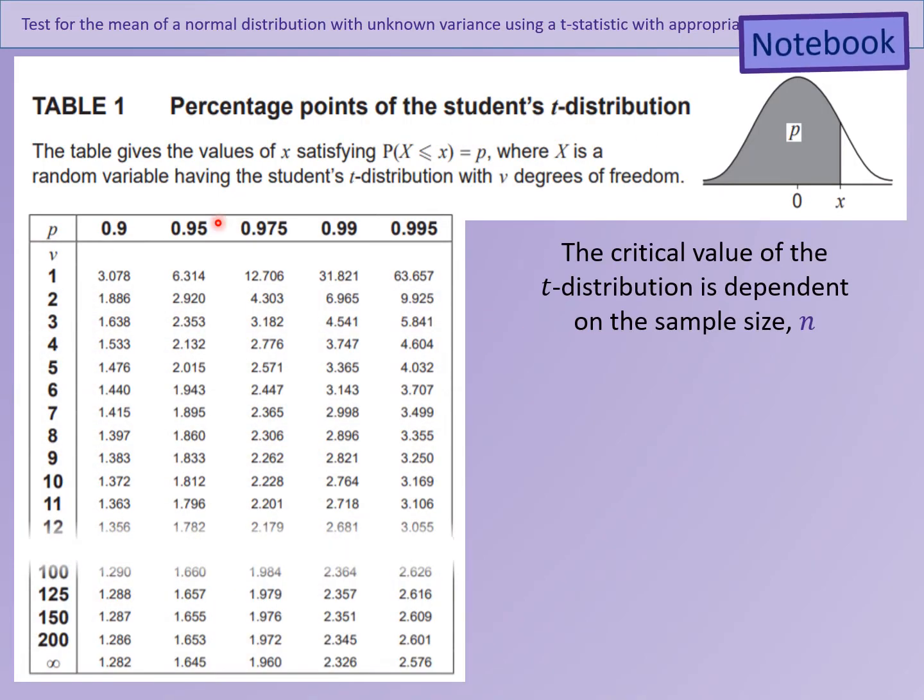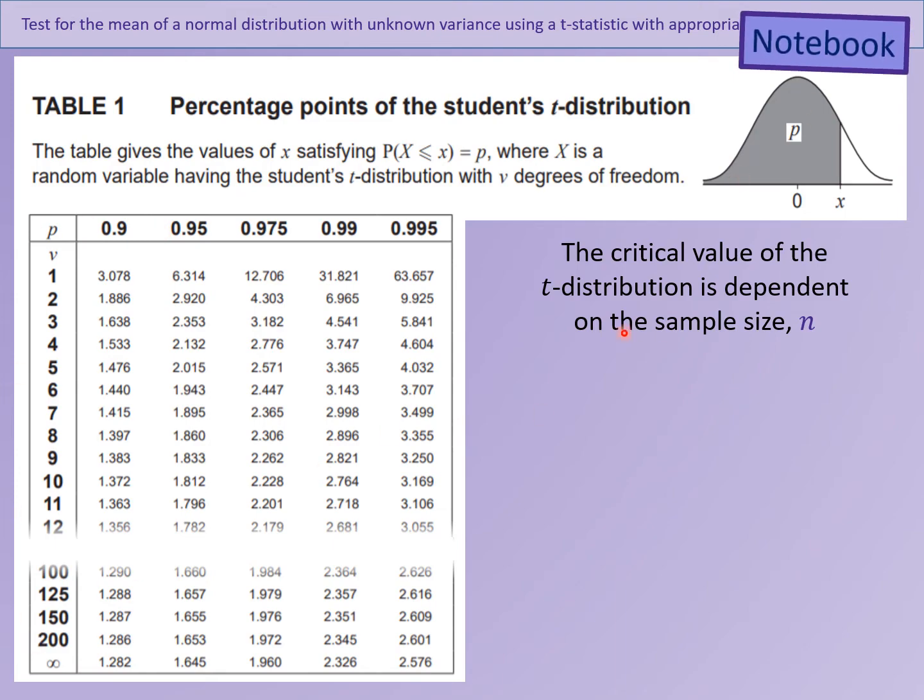Now the tables look like this. This is your critical values. Normally, like we saw at the start of the lesson when we did that normal distribution question, the calculator tells you what these critical values are. Your calculator will work them out for you. But it doesn't work out t-distribution. So what we need to do is figure out how to do this.